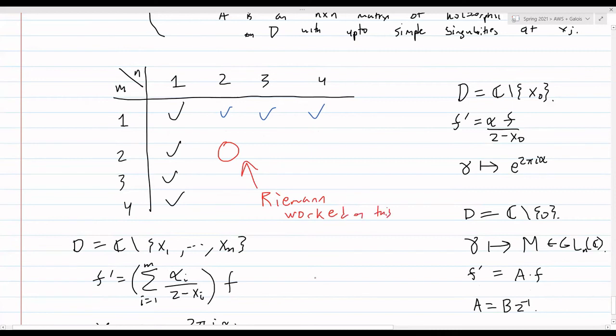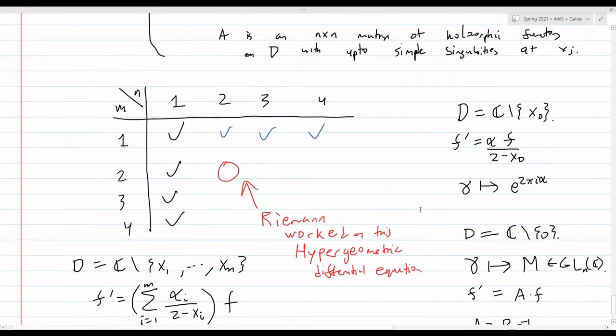The differential equation that you get here is called the hypergeometric one, if you choose the two singularities to be 0 and 1, and also a singularity at infinity. I need to talk about that, but give me a second. Riemann worked on this, and the differential equation here is the hypergeometric differential equation. So it's the first case that we didn't really answer.